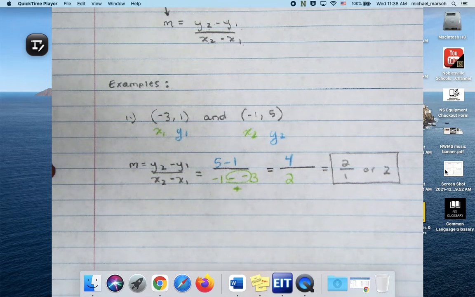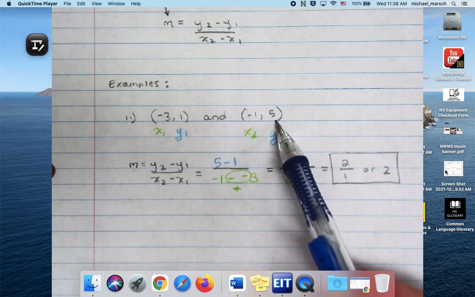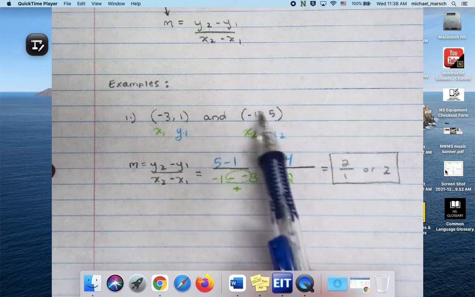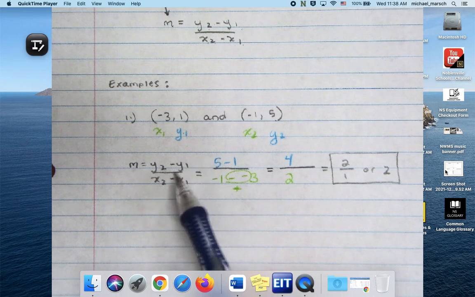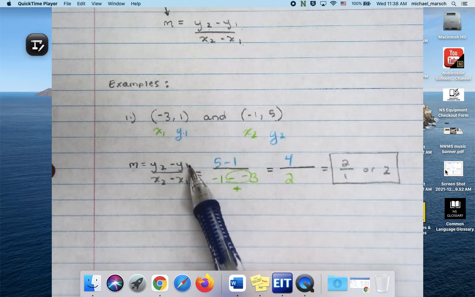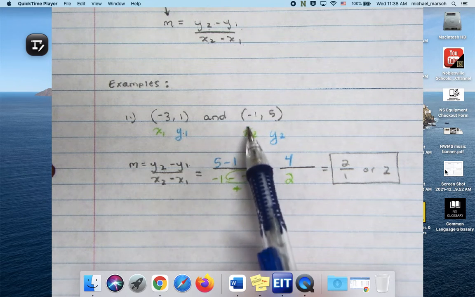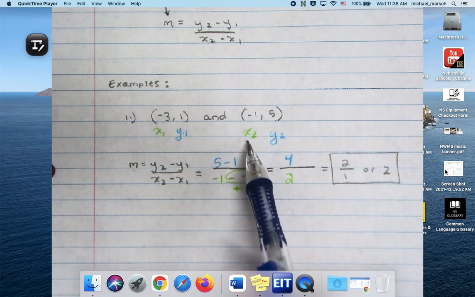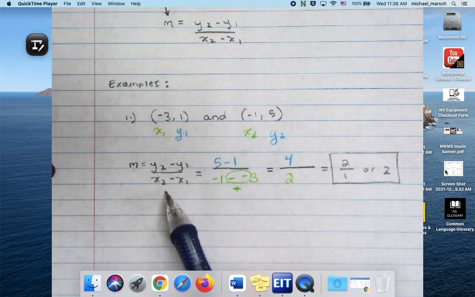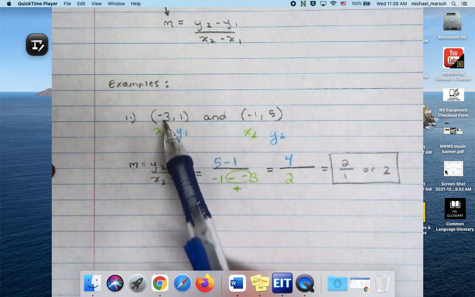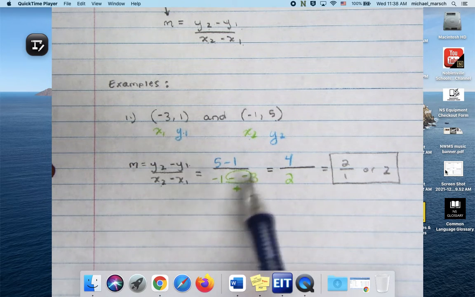Wait, how did you get 5 minus 1? It's just the y values. So this 5 is the y2, and this 1 is the y1. So 5 minus 1 is what goes in the numerator, because y2 minus y1. And then the x's. x2 is -1. x1 is -3. So I'm just putting them in the place.